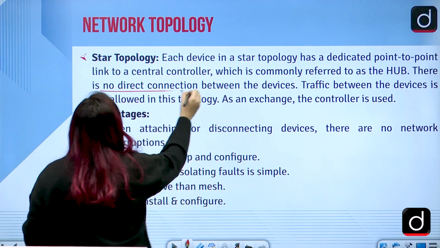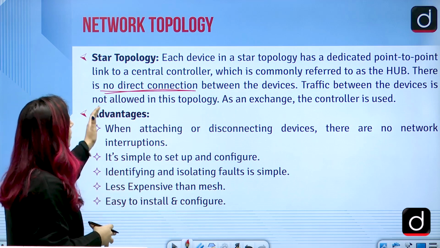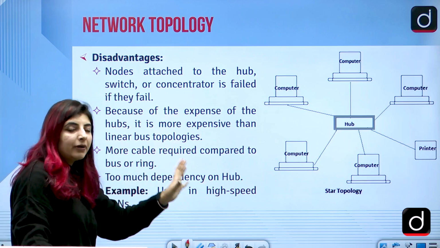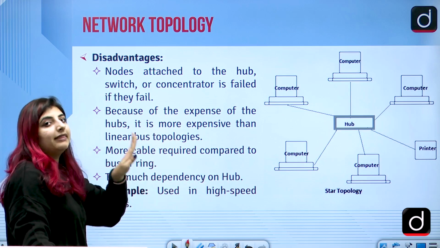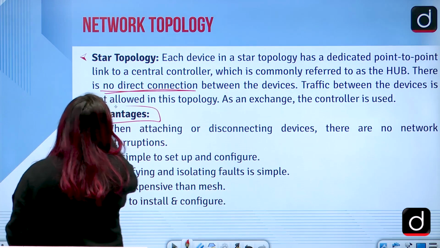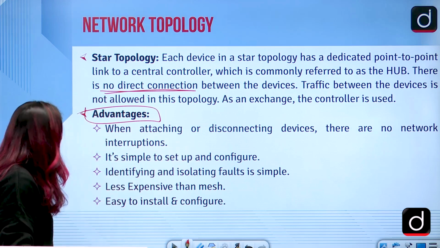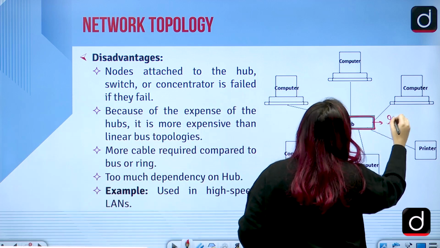There is no direct connection between the devices. Traffic between the devices is not allowed in this topology. So basically, if something is stopping one device from going to the other, it will be there. Correct? What are the advantages of this star topology? When attaching or disconnecting devices, there are no network interruptions because the hub, first of all, is a device which is internet related.